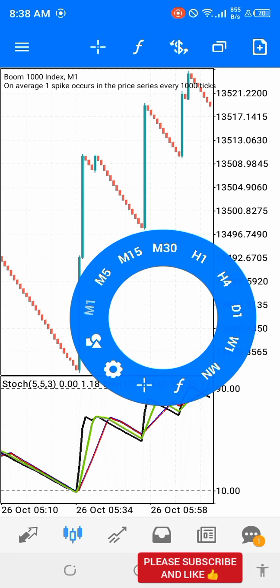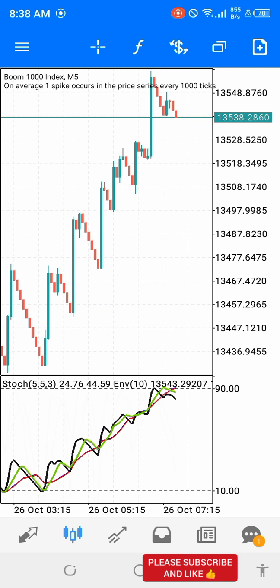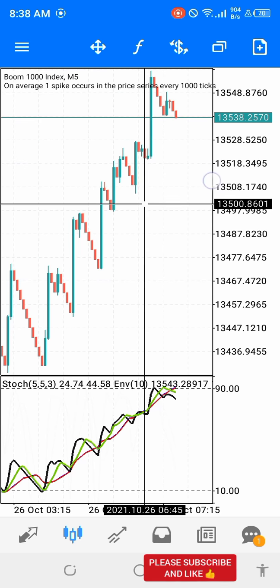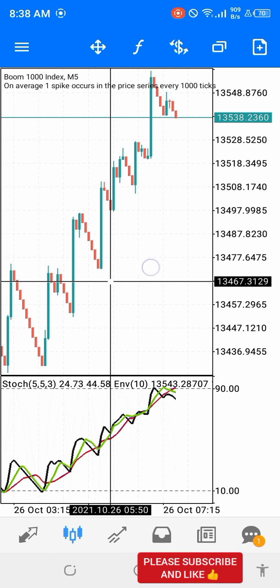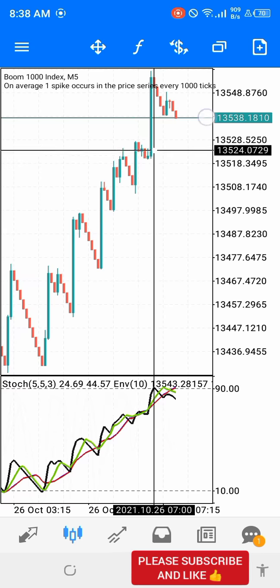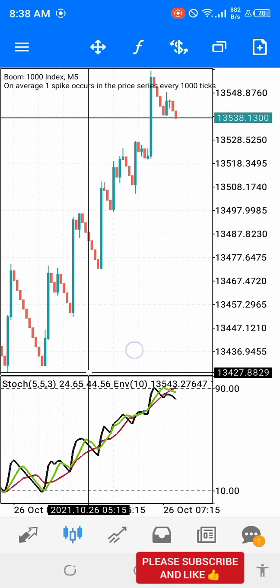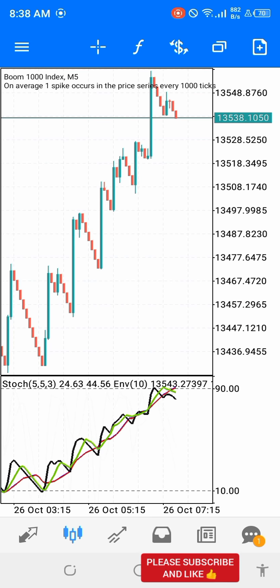So if you're seeing here, let's go to the 5-minute time frame. That spike started, I think it started somewhere around here or here. And you're taking it all the way up here. So that's a lot of candlesticks for you to go, or rather a lot of spikes.